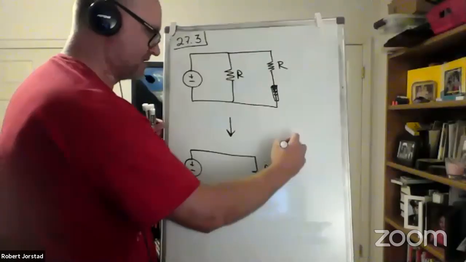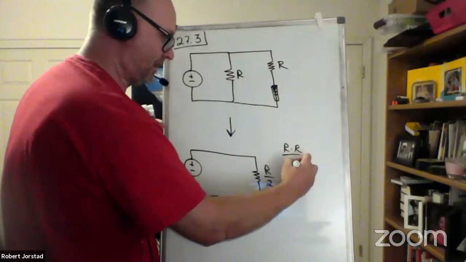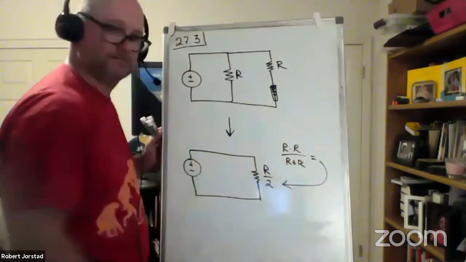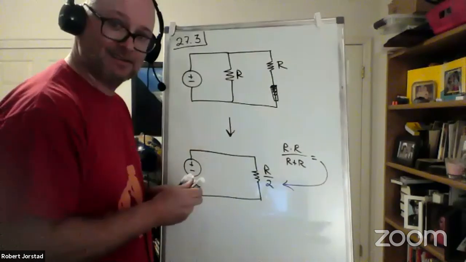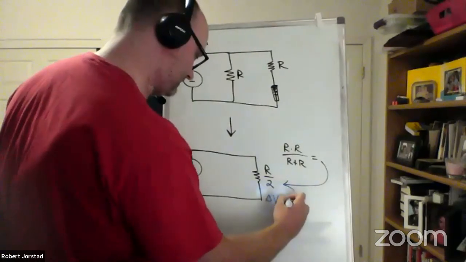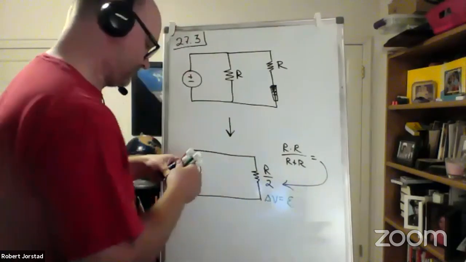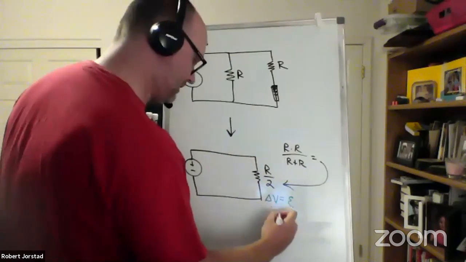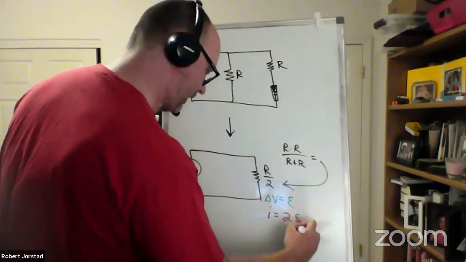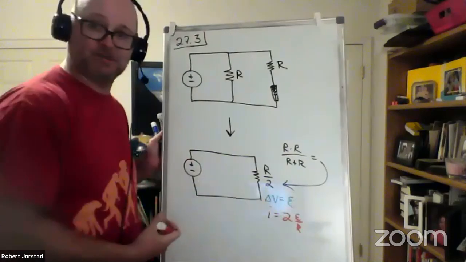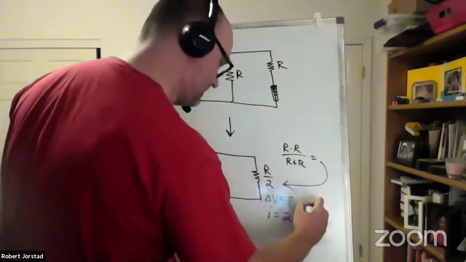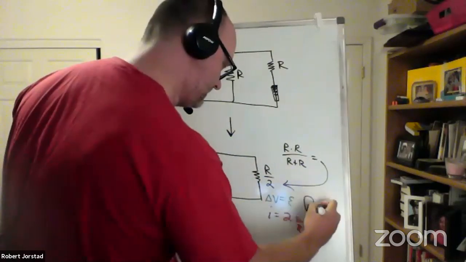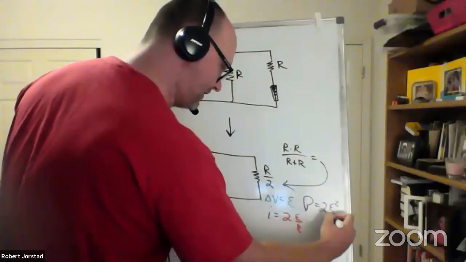1/2 R. Yeah, R over 2, because it's R times R over R plus R. Nice. And so here I get more current. I get the current is now 2E over R, because it's E divided by R over 2, the 2 flips up. And the power is going to be twice E squared over R.